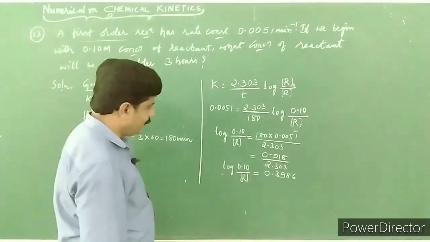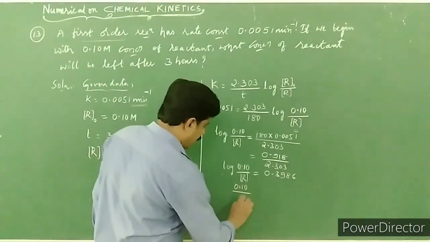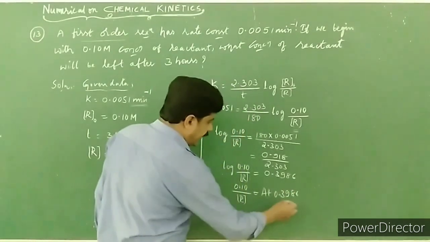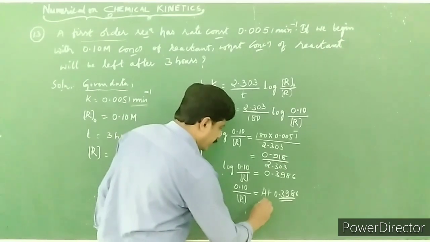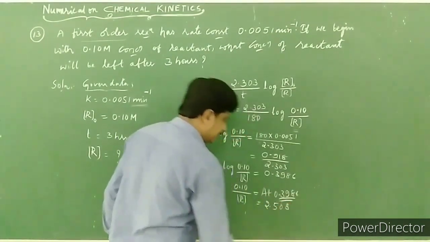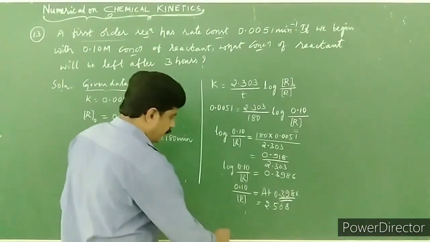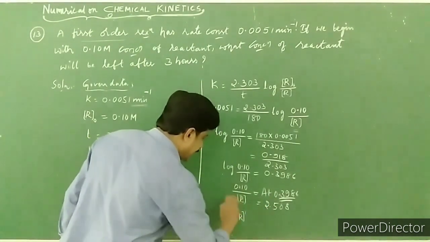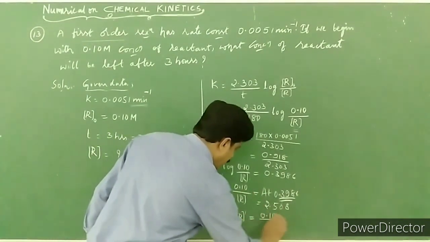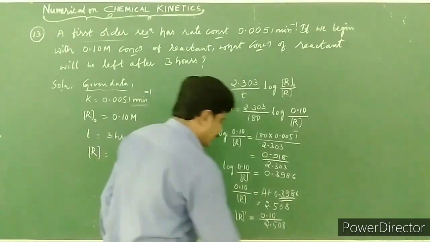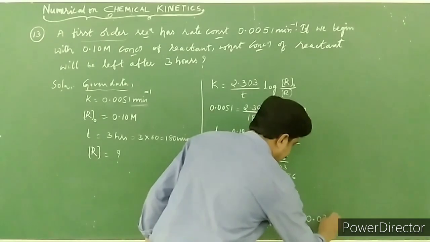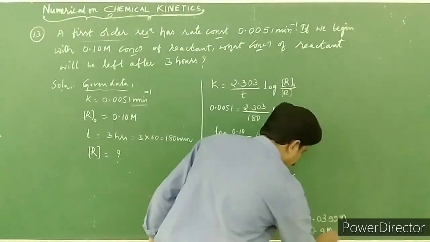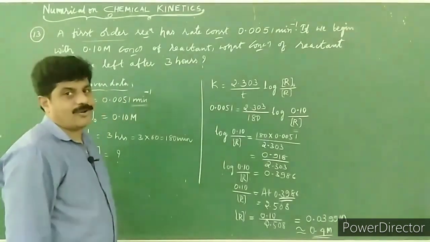Right? Now what do I do? I keep it as it is, 0.10 upon the concentration of R. Log I will take to the other side, it will become anti-log of 0.3986. So if you find the anti-log of this, and you know how to find the anti-log also, you are going to get 2.508 approximately. Right? So this is 2.508. Now I want the R value. I invert it. In that case, 0.10 upon 2.508. If you simplify, you are going to get 0.0399 M, or approximately you can say 0.4 molar concentration. So that is how you are supposed to solve the numerical.